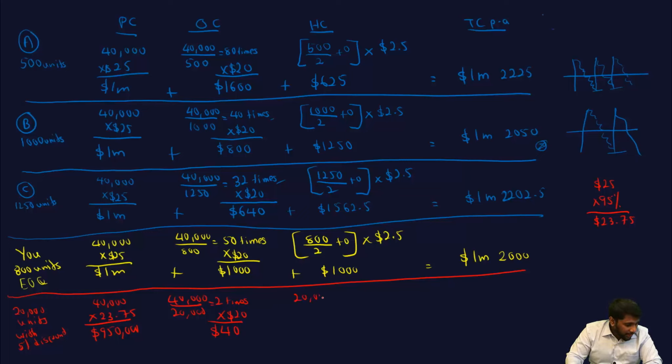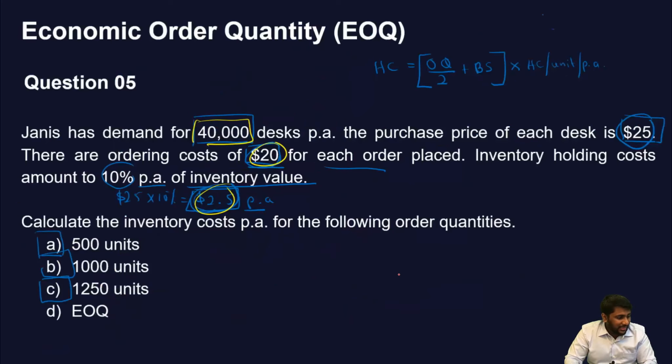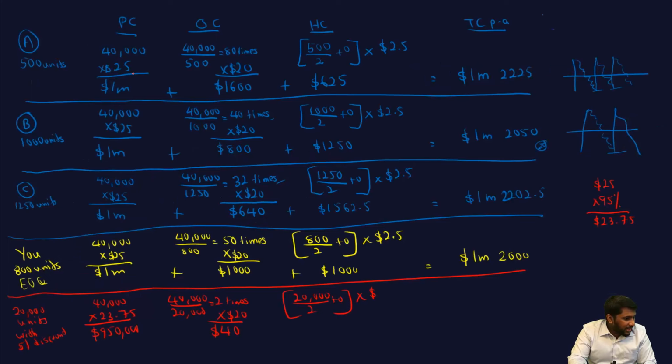Order quantity 20,000 divided by 2 plus buffer stock into holding cost per unit per annum. Now holding cost per unit per annum is how much? Here see, in this question they have given holding cost per unit per annum is 10% of the inventory value. Now my inventory value is 23.75. So 10% of that is how much? 2.375.